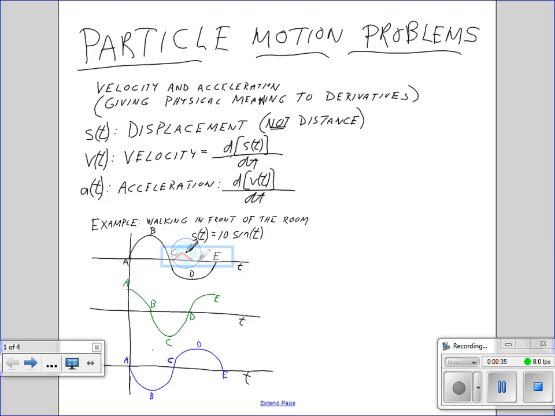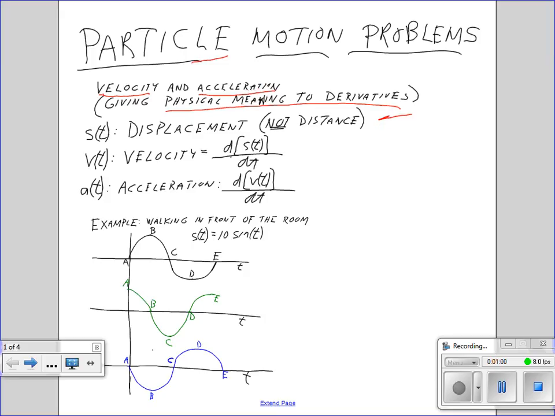I think a pretty good title is velocity and acceleration. That gives physical meaning to derivatives, so you get more of an intuitive feel. What do these rates of change mean? When I'm talking about motion problems, I'm usually talking about derivatives with respect to time. How is a particle's position changing with time?